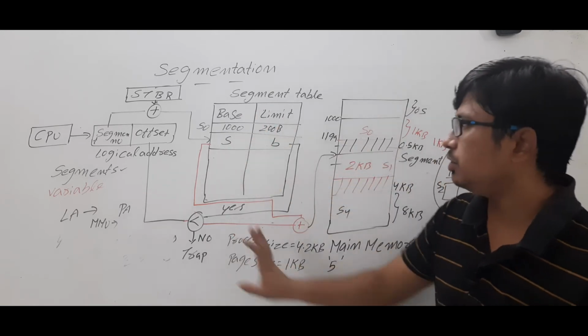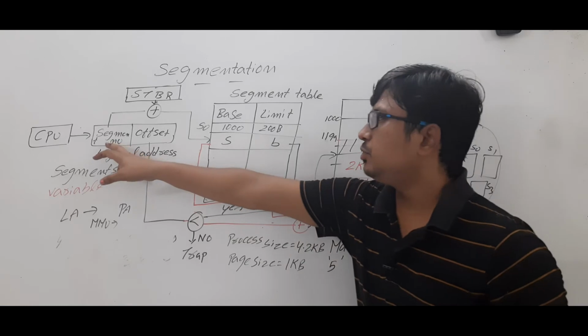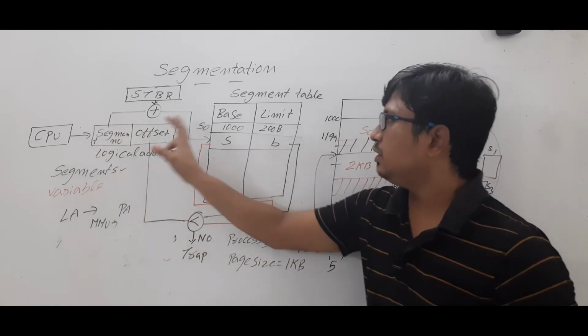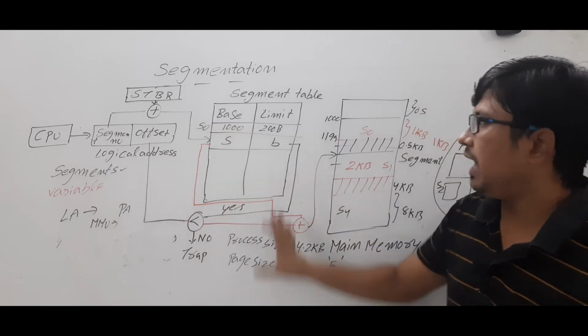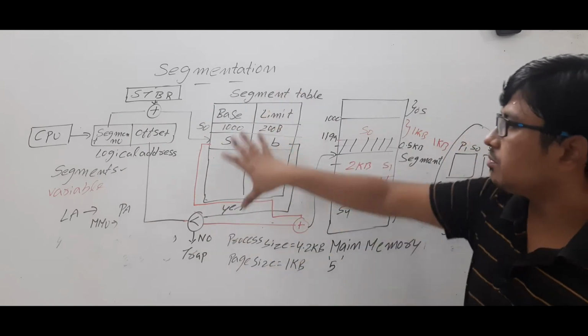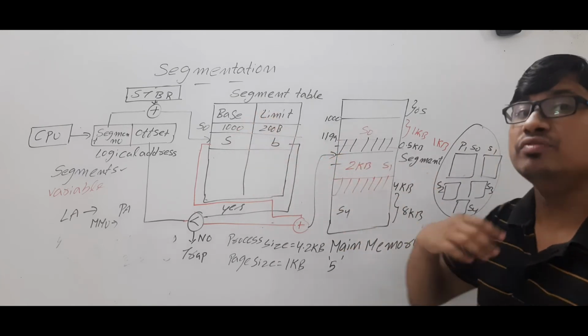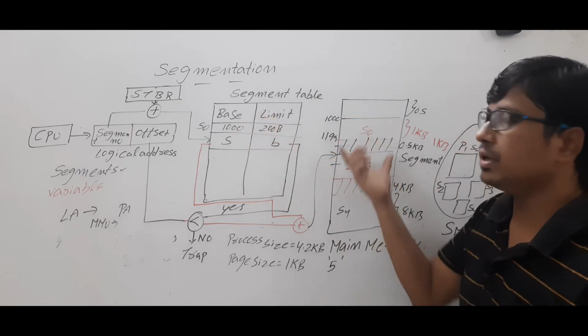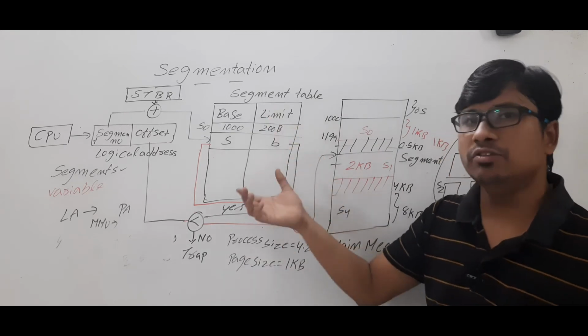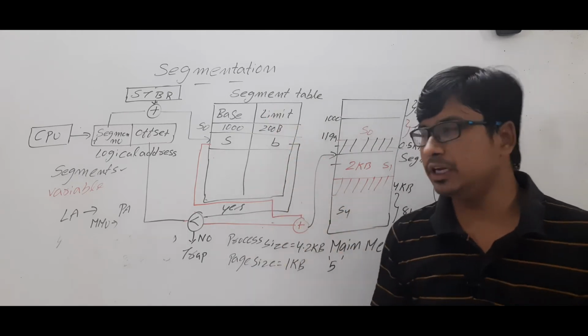Is it clear? Are you able to understand? So the CPU will generate the segment number and offset. So it will look at the segment table. And remember one thing: where will the segment table be stored? The segment table will be stored in one of the segments of the main memory. Are you able to understand? Even in paging, the page table will be stored in one of the frames of main memory.